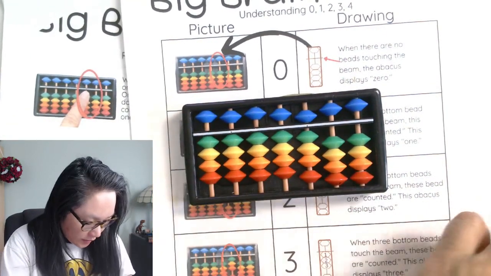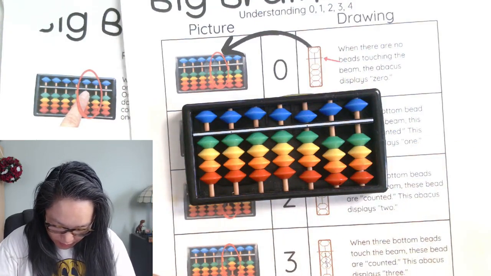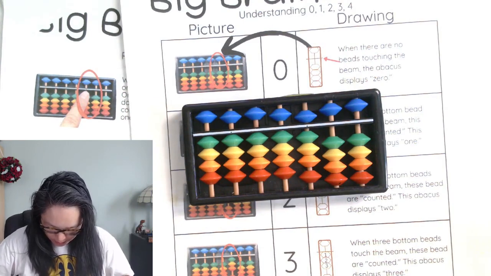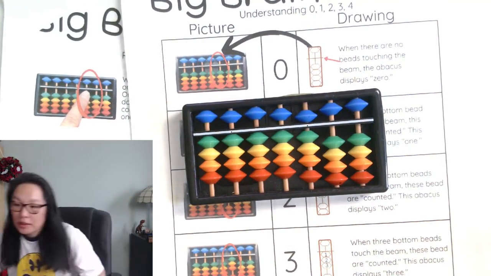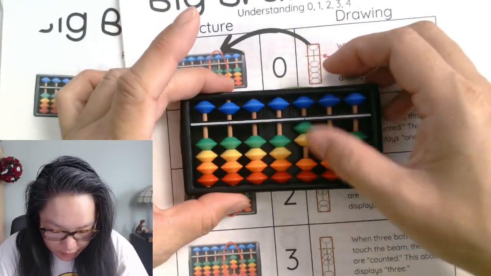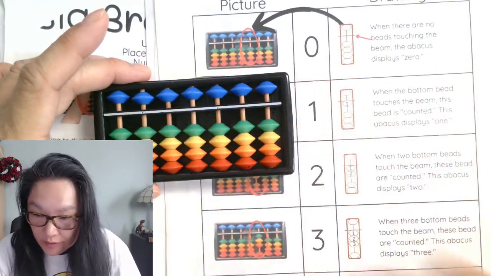So hopefully you can hear me. And let's see. What are we doing? We are reading the abacus. Okay. So what we're gonna do is we're gonna read the abacus. We have our abacus. We have 1, 2, 3, 4. Okay. Just as we have here. We have 0.